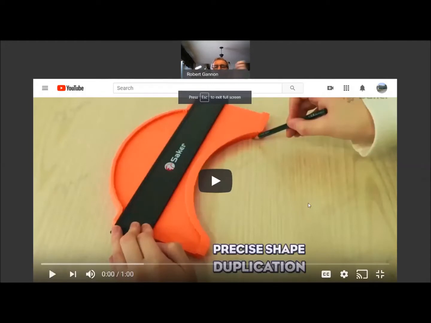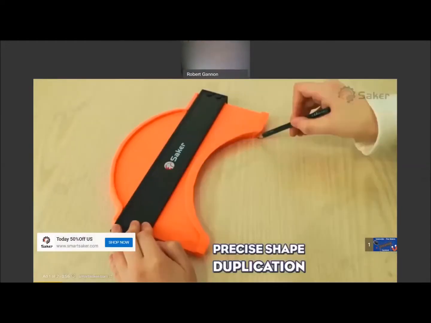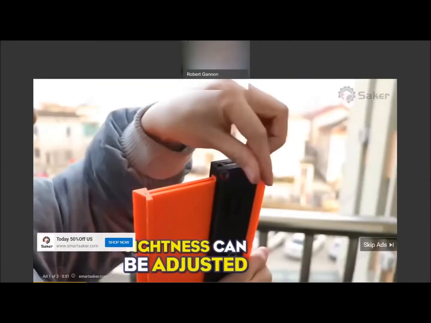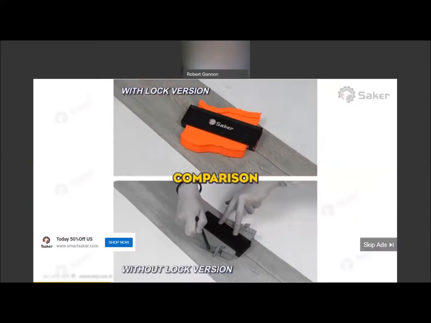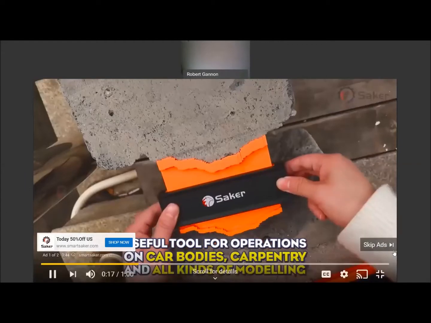This profile gauge can be used to measure the shape of irregular items to create an instant template for marking precise cuts, as it perfectly conforms to shape and holds its pattern. It is made in high quality, high strength, durable, and anti-rust plastic material, with its ease of use.